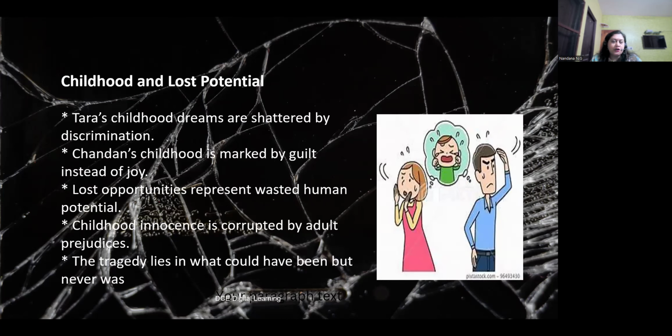Childhood and lost potential. Tara's childhood dreams are shattered by discrimination. Chandan's childhood is marked by guilt instead of joy. Lost opportunities represent wasted human potential. Childhood innocence is corrupted by adult prejudices. The tragedy lies in what could have been but never was.